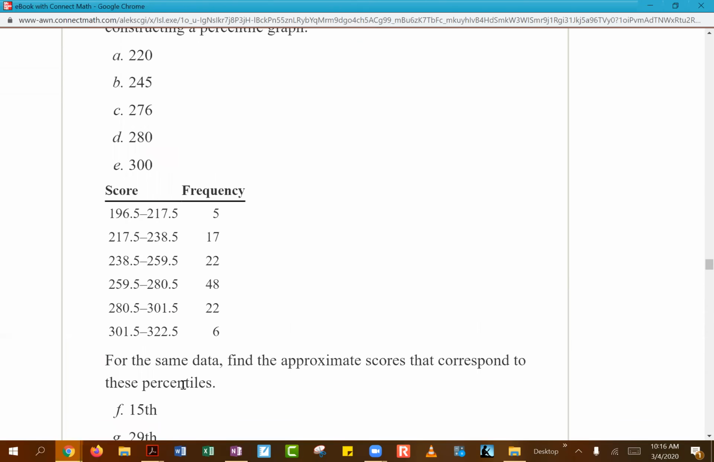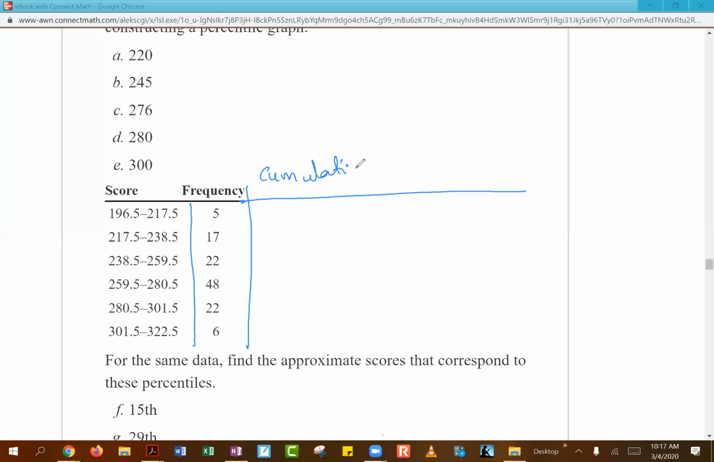So the first thing we're going to actually need to do is calculate our cumulative frequency and then our cumulative percentage. So let's see if we can actually try and do that right here. So let's do our cumulative frequency next. And then we'll do our cumulative percents as the last column. So I'll give you guys some time.